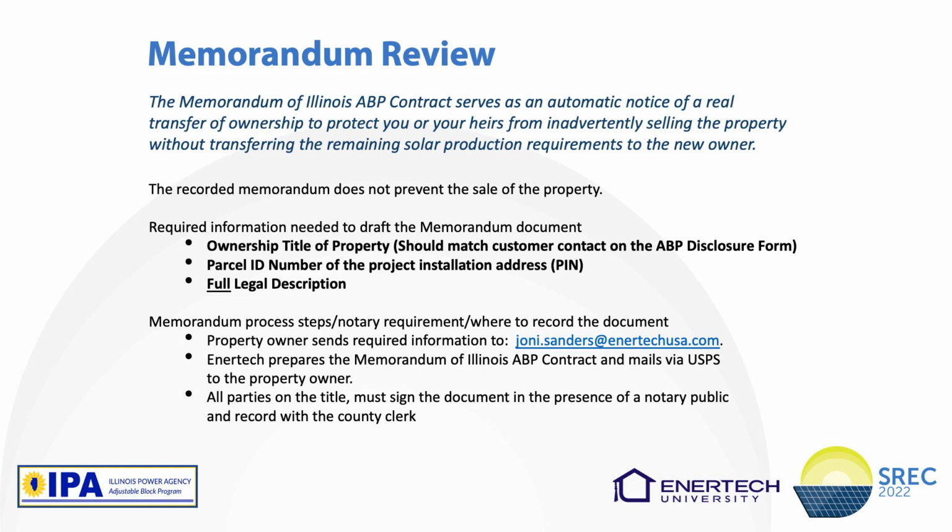Below you will see the memorandum process steps, notary requirement, and where to record the document. The property owner will need to send the required information to joni.sanders@enertechusa.com. Enertech will then prepare the memorandum of Illinois ABP contract and mail the draft via USPS to the property owner. This will be a notarized document. This will then need to be notarized by all parties on the title and recorded with the county clerk in the county in which the array was installed.